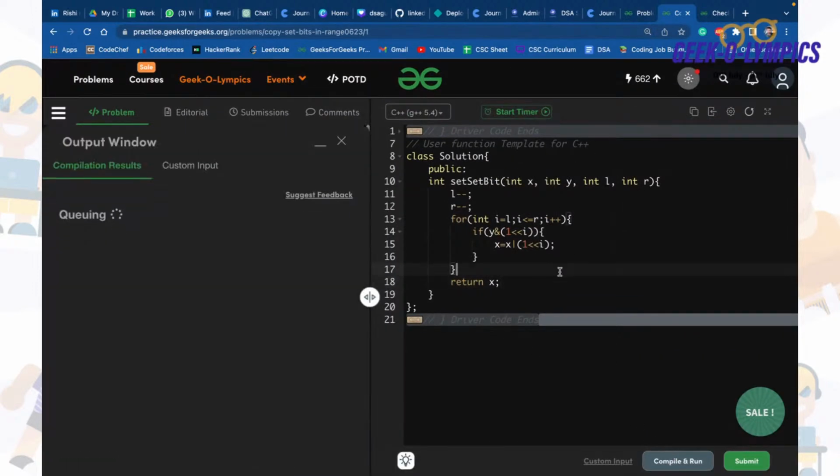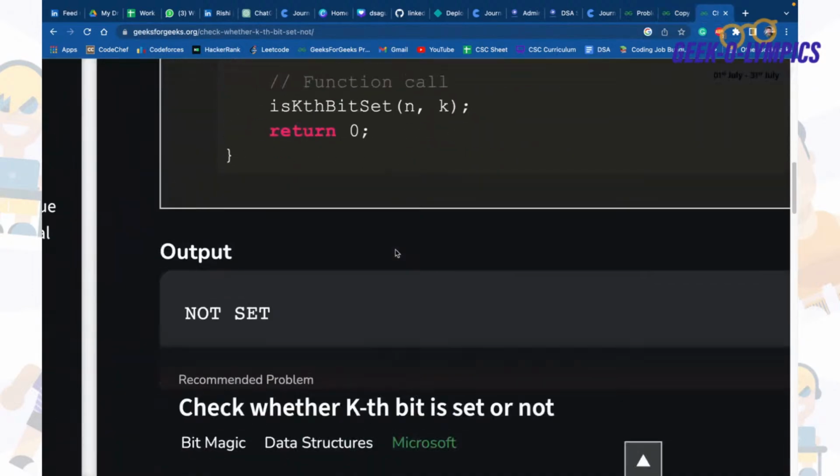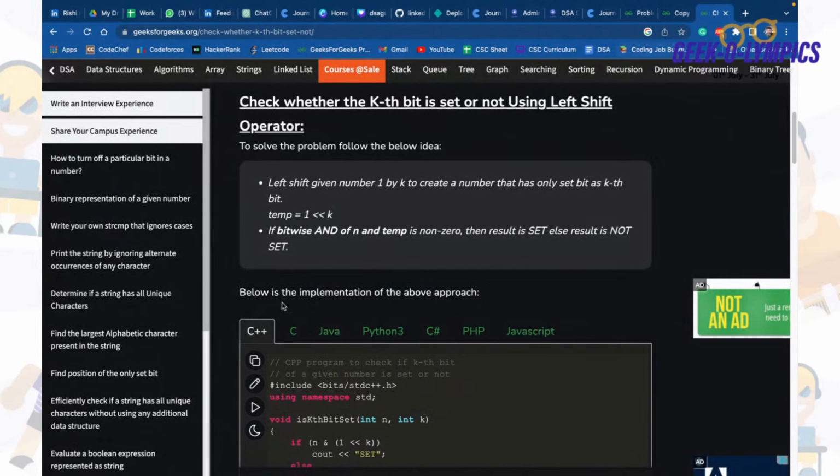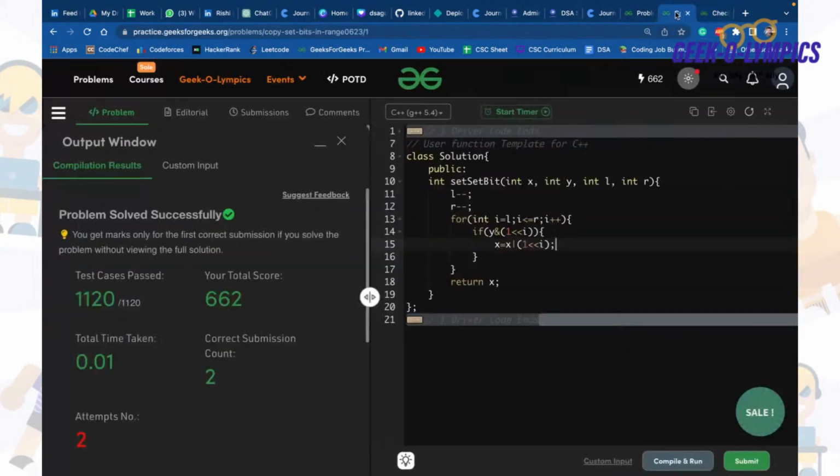That is the solution. So I can say the problem was not very tough, but if you know the basic properties of bit manipulation, then it's an easy problem for you. Otherwise, it's a difficult problem. You can refer to this article, and also the article on how we can make a bit set.